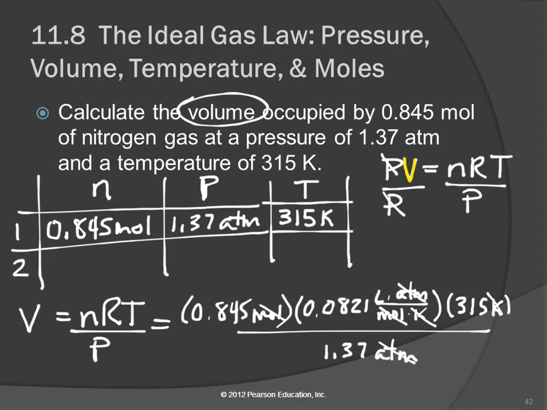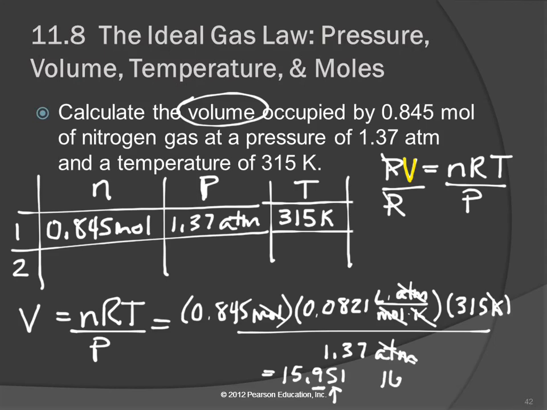Now we can calculate 0.845 times 0.0821 times 315 divided by 1.37 equals, my calculator is showing me 15.951 blah blah blah. I want that in 3 sig figs. I'm going to keep the 9. The first number I'm dropping off is 5 or greater, so I round the 9 up to a 10. That makes the 5 round up to a 6.